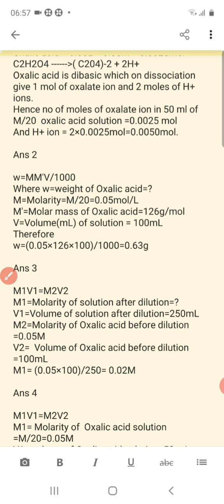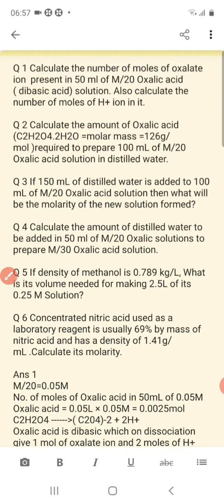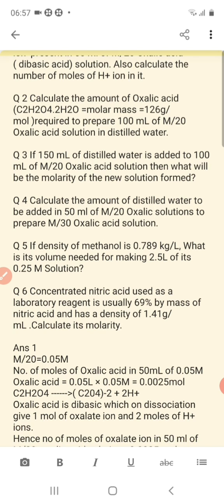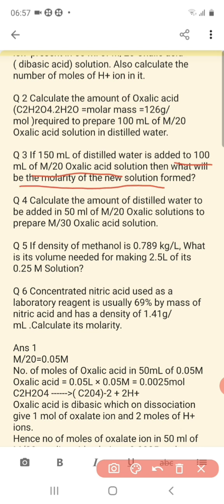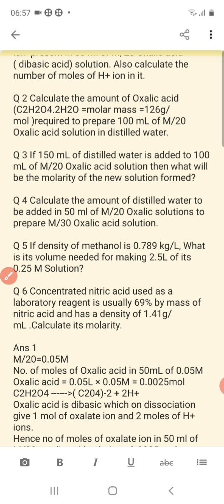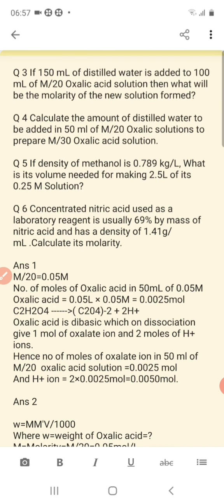Now let us solve the third problem. The problem is, if 150 ml of distilled water is added to 100 ml of M/20 oxalic acid solution, then what will be the molarity of the new solution formed? Now this question is based on the dilution of the standard solution. Suppose we are adding 150 ml of distilled water in 100 ml of M/20 oxalic acid solution, which was prepared in the above question.